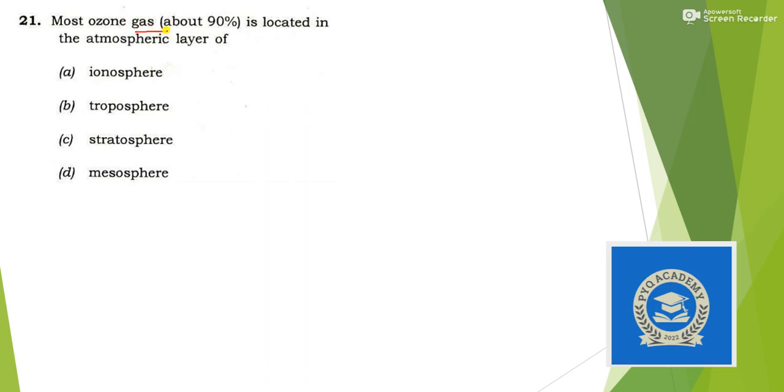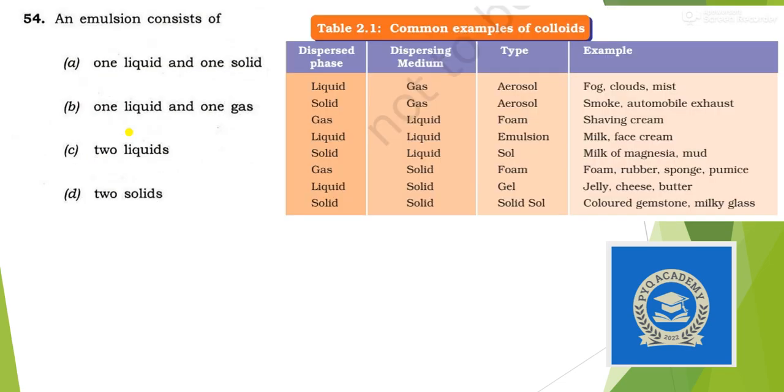Most ozone gas, about 90%, is located in the atmospheric layer of the stratosphere. Although this can be a geography question, you can remember it. The answer is stratosphere. Okay, what are the main constituents of biogas? The main constituent is methane, but with methane, carbon dioxide is the main constituent. So the answer is option B.